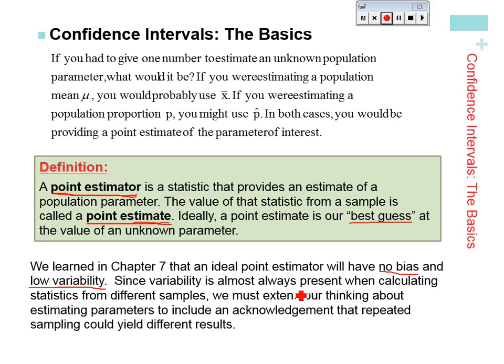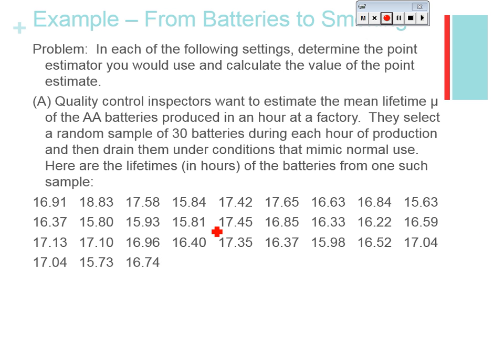Since variability is almost always present when calculating statistics from different samples, we must extend our thinking about estimating parameters to include an acknowledgement that repeated sampling could yield different results. Remember that whenever you're taking a sample from a population, there's no guarantee that if you took a sample, the results that you get would be the same as if you did the same process again.